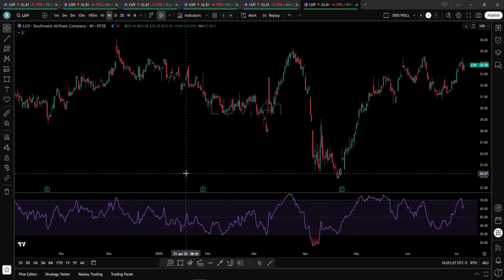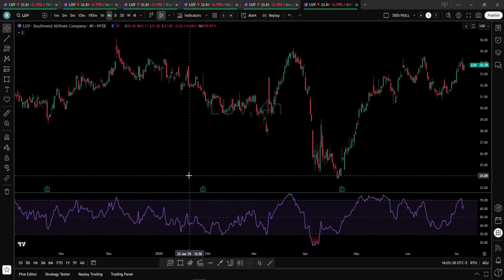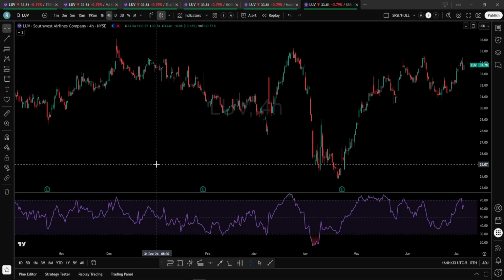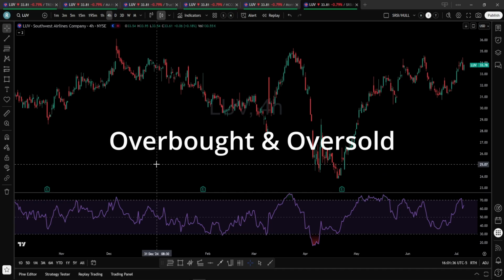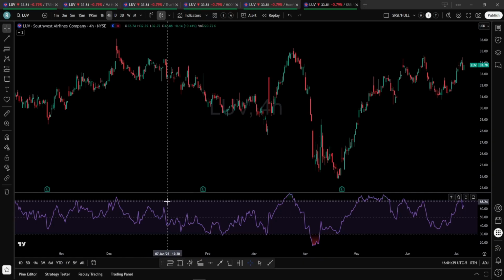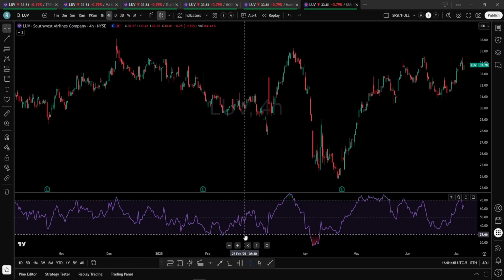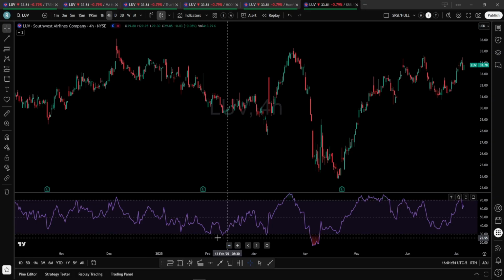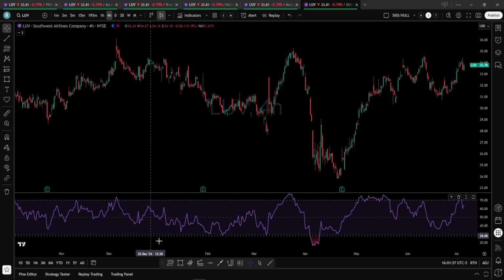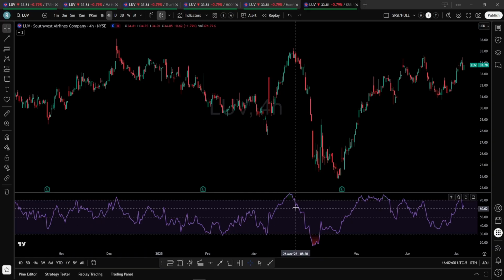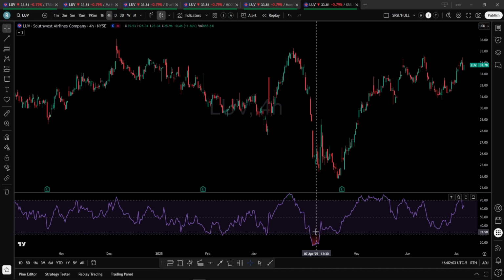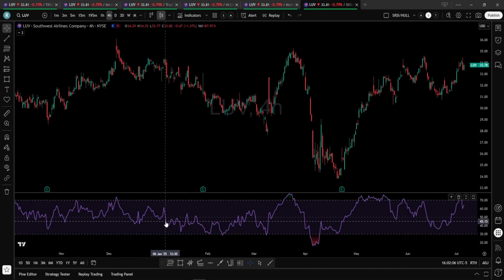Okay, so now we will talk about using the RSI for what it's commonly used for, and that is for overbought and oversold conditions. Now, the upper line I have here is the 70, and this marks the overbought zone from 70 above. Here's the 30. It marks the oversold zone from 30 and below. Later on in this video, we'll talk about those RSI moves that fall just short of the 70 or the 30. But for now, we're going to focus simply on the overbought zone and the oversold zone.